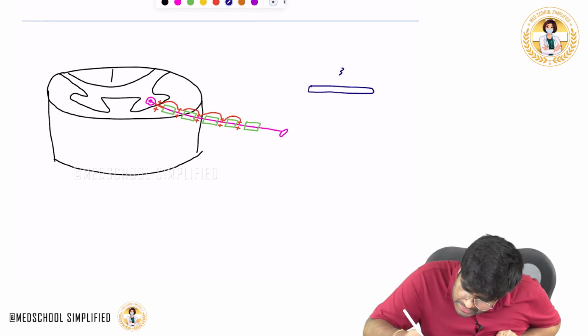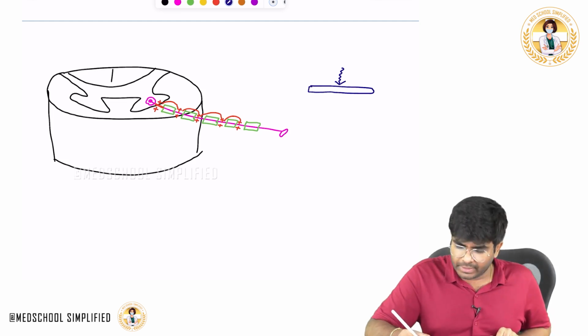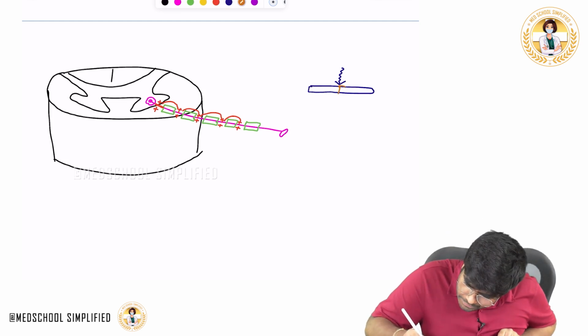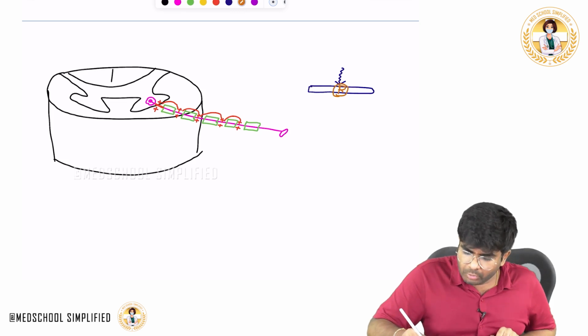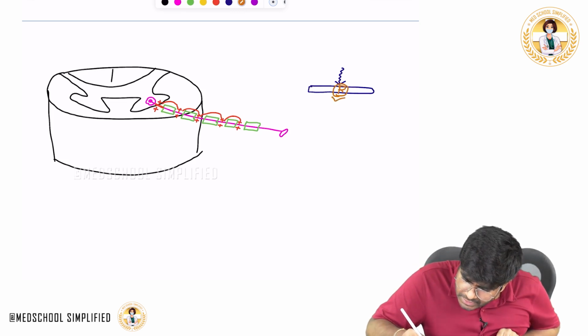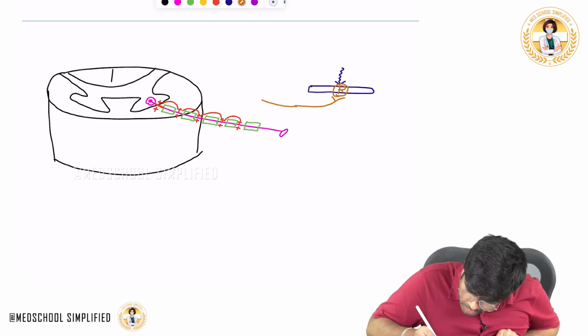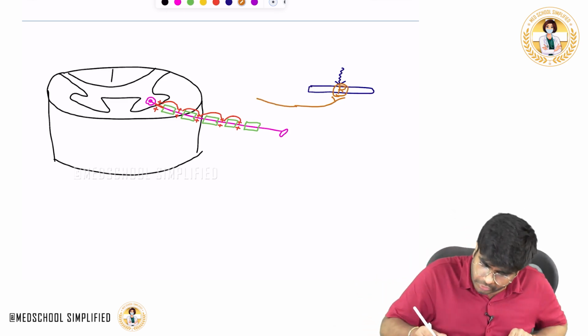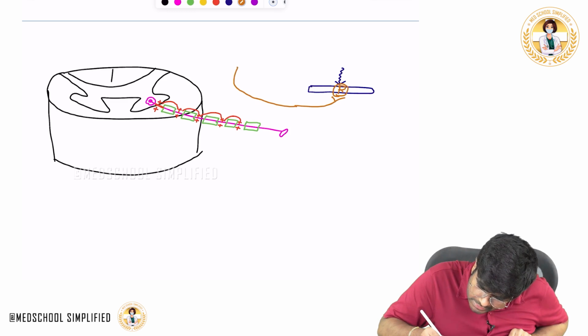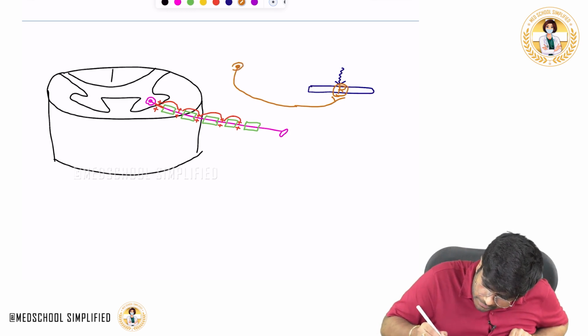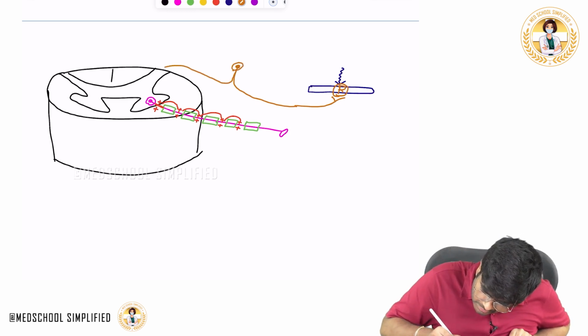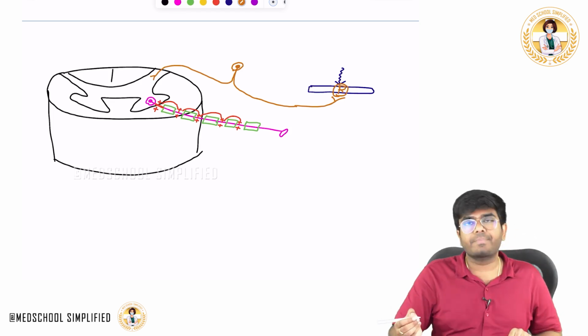Now, when a stimulus comes, that stimulus will be detected by the receptor. Who is attached to the receptor? A sensory neuron is attached. Sensory neurons are projected in this direction. Here is the cell body of the sensory neuron. This sensory neuron comes like this into the central nervous system.